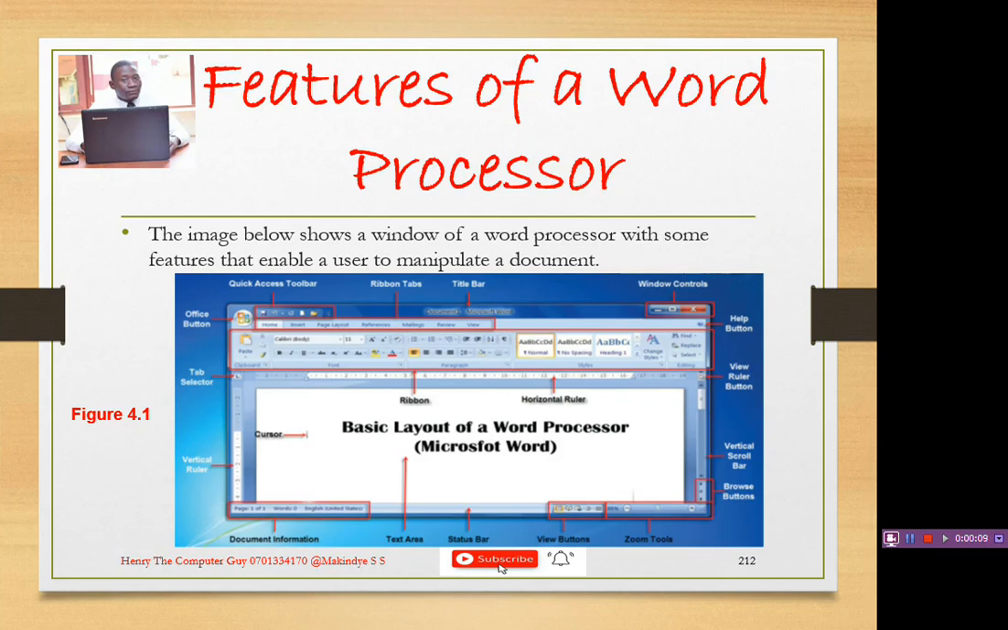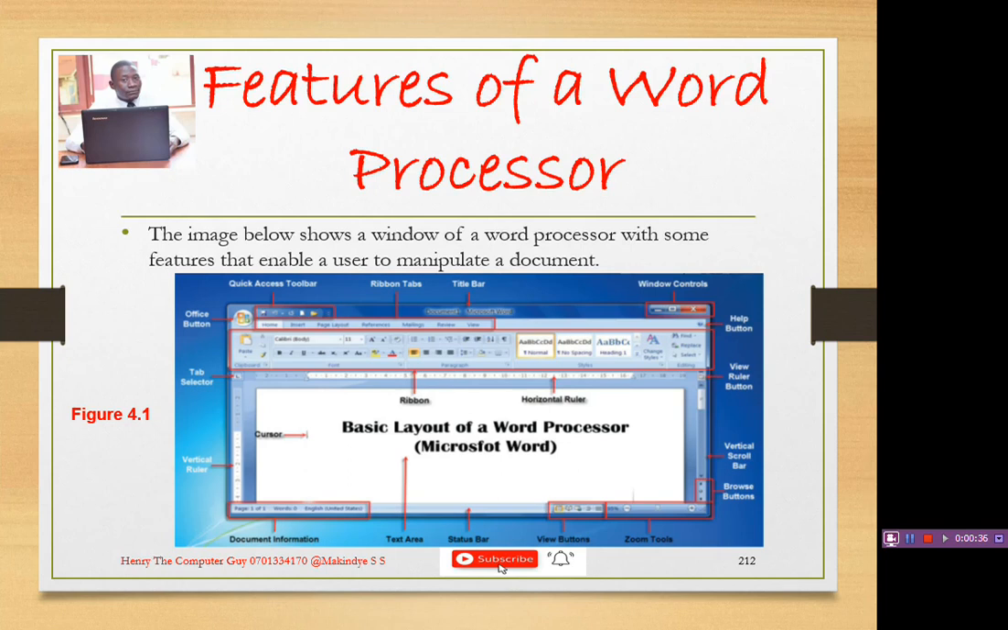In today's lesson, we are actually going to be looking at the features of a word processor. Remember, in the previous lesson, we saw the difference between word processing and a word processor. So down here, we are provided with a window of a word processor that contains some of the features we are going to be using to manipulate our document, and that is figure 4.1.